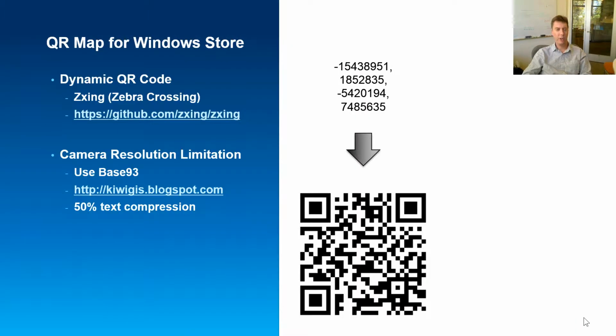The technology used is ZXing, or Zebra Crossing. This is an open source library that's used to decode and encode barcodes and QR codes, as well as other codes.